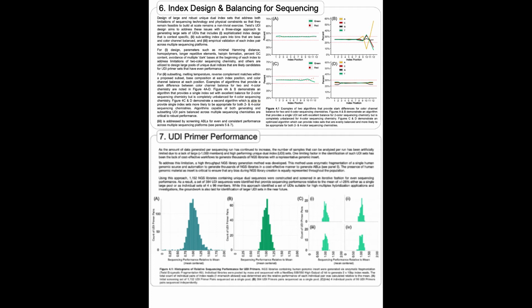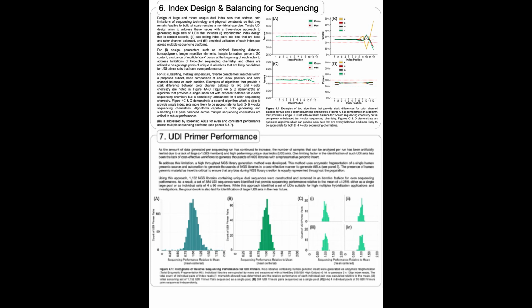Now, for the first point, the design, parameters such as minimal Hamming distance, the elimination of homopolymers and also longer repetitive elements, hairpin formation, the percent GC content, the avoidance of multiple dark bases at the beginning of each index to address limitations of the underlying sequencing chemistries, and also a number of other rules are utilized to design large pools of unique dual indices that are likely candidates for UDI primer sets that have even and robust performance.